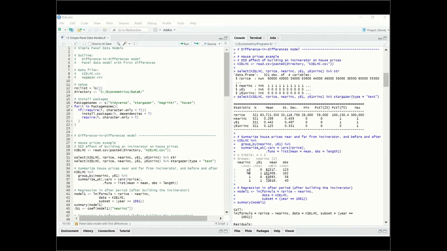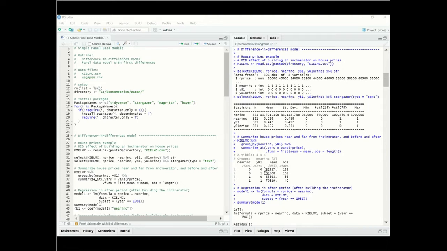Okay, so if a house is not near the incinerator and in the before period, this is the average price, 82,000. If it's not near the incinerator and it's in the after year, we have 101,000. If it's near the incinerator in the before period, we have 63,000. And if it's near the incinerator in the after period, we have $70,000.